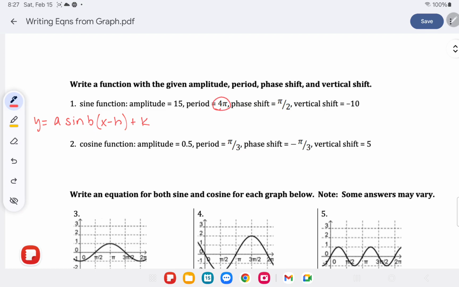And so we're going to write a function where the amplitude is 15, the period is 4 pi, so period, that's going to affect our b. The phase shift is pi over 2. Let's call that right pi over 2 since it's positive. And our vertical shift is negative 10.